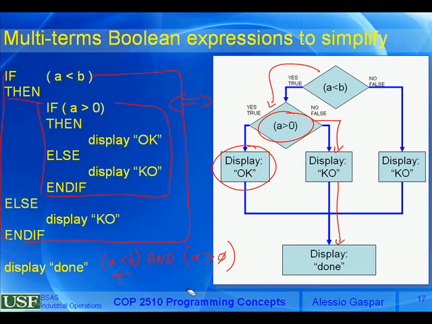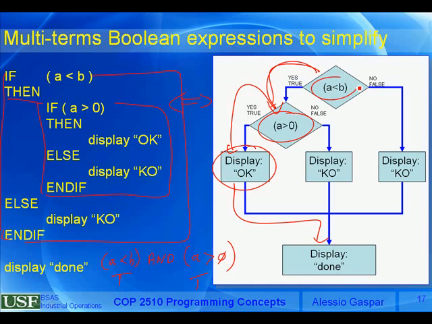Last possibility. My first condition is true. My second condition is true. I'm going to follow this execution path here. First, go to the next conditional expression, then display OK, then display done. So I've been making a trade-off here, between the complexity of the code. You see that this code has nested conditional, the previous didn't, and the complexity of the condition.